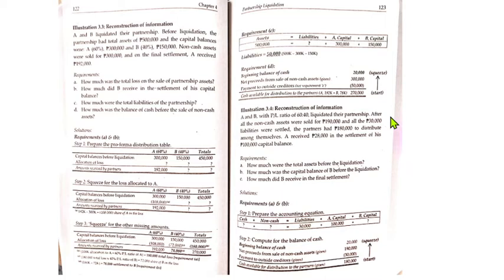So the requirements are: how much were the total assets before liquidation? How much was the capital balance of B before liquidation? And how much did B receive in the final settlement? So let's focus on item A. How much were the total assets before the liquidation? Okay, ang binigay ng mga items is the non-cash assets ay nabenta ng 190. Okay, this is the net cash proceeds. So hindi ito yung carrying amount. All the 30,000 liabilities were settled. Okay. Partners ay 180.